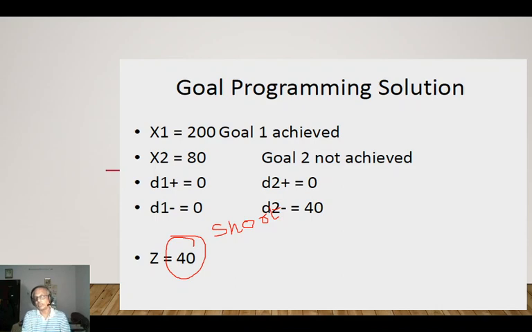So x1 is 200, that means goal 1 is achieved. But x2 is not achieved, because the value we are getting is 80, so goal 2 is not achieved. How much short is it? It is short by 40. So goal programming gives a solution which is the most satisfying solution, and you have been able to achieve the first objective, but the second objective you are slightly short.